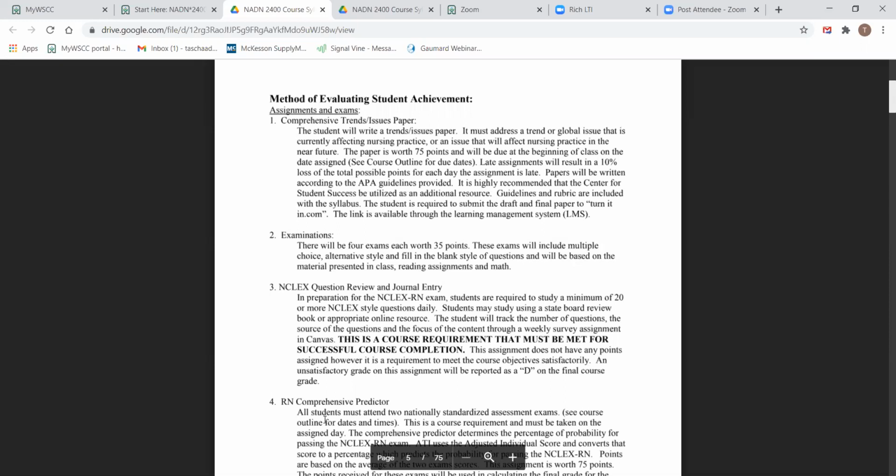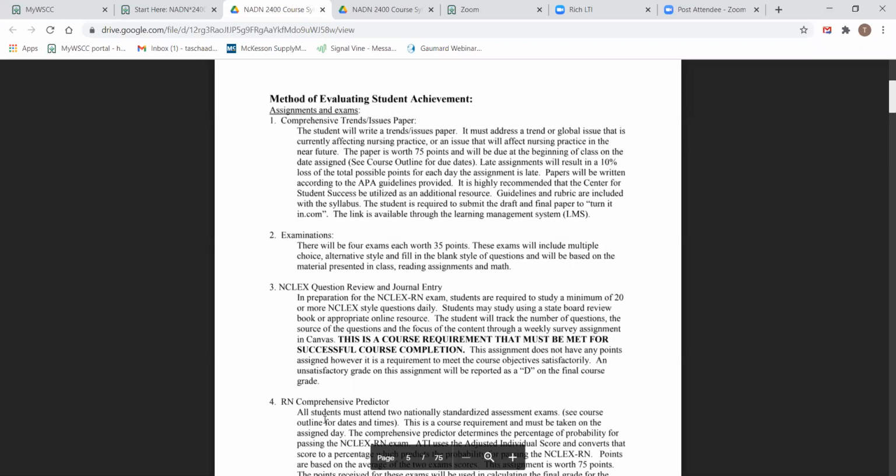I will provide a list of potential topics. The key here, number one, it's worth 75 points. So this is not an assignment that you want to wait on. You do not want to not put the effort into this paper. I cannot stress enough how important this assignment is to the completion of the course.